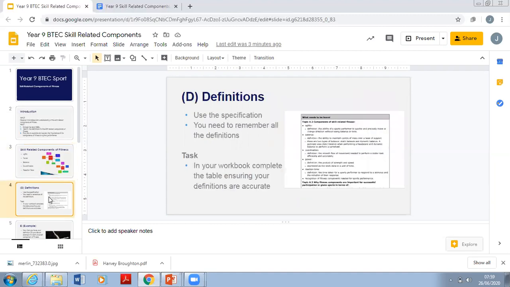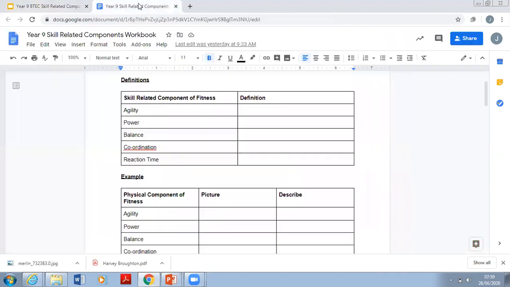So similar to last week, it works exactly the same in terms of layout and format. You're going to provide a definition for each of the ones. Now, it's really important that you start being able to write your own definitions, obviously using the specification to help, but not copy and paste. The reason being, when it comes to your exam, you need to be able to remember it. So on your work, same as before, you're just going to put the definitions in here, alongside each term. So you've got agility, power, balance, coordination, reaction time.